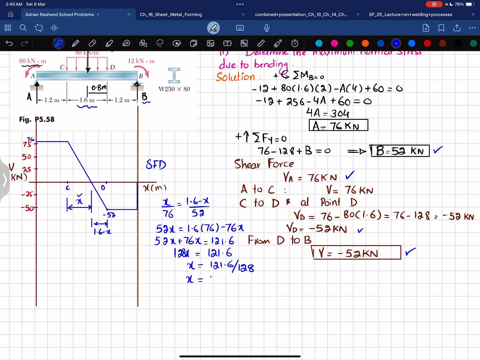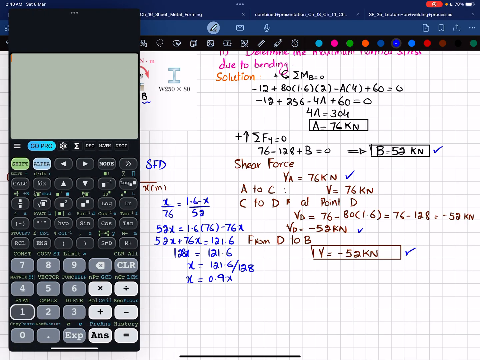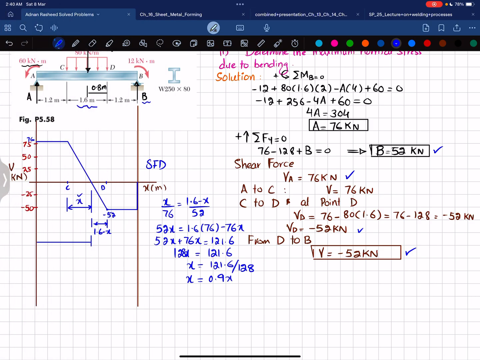So x is 0.95, and that will be from this till this. So 1.2 plus 0.9 will give you 2.1. So at a distance of 2.1 from point A, the shear force will be 0 at that point. 0.95 meter.